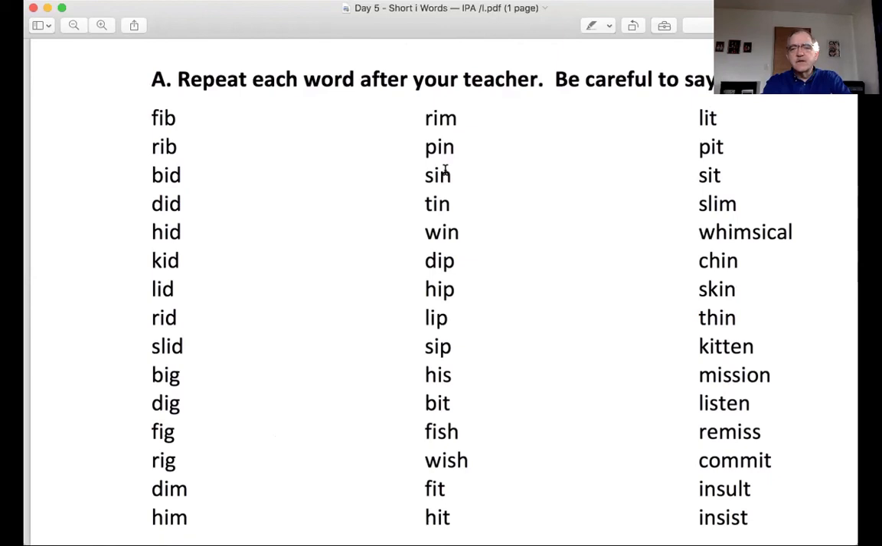Whimsical. Whimsical means there's no logic. I just feel like doing it. That's whimsical. Chin. Right there, chin. Thin, skin. Thin. Kitten. Mission. Listen. Remiss. Commit. Insult. Insist.